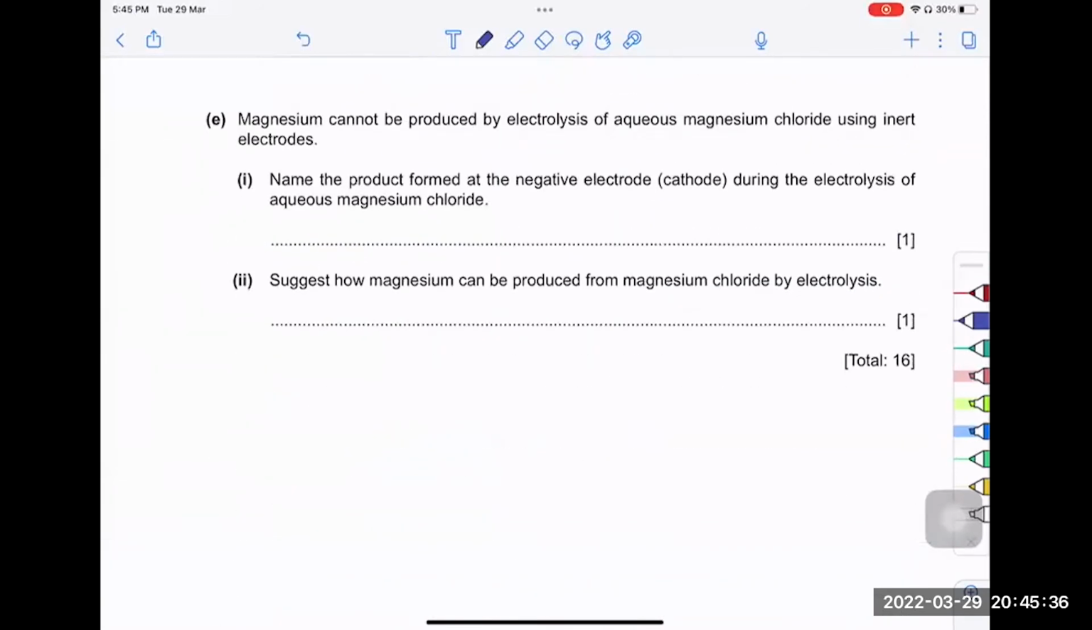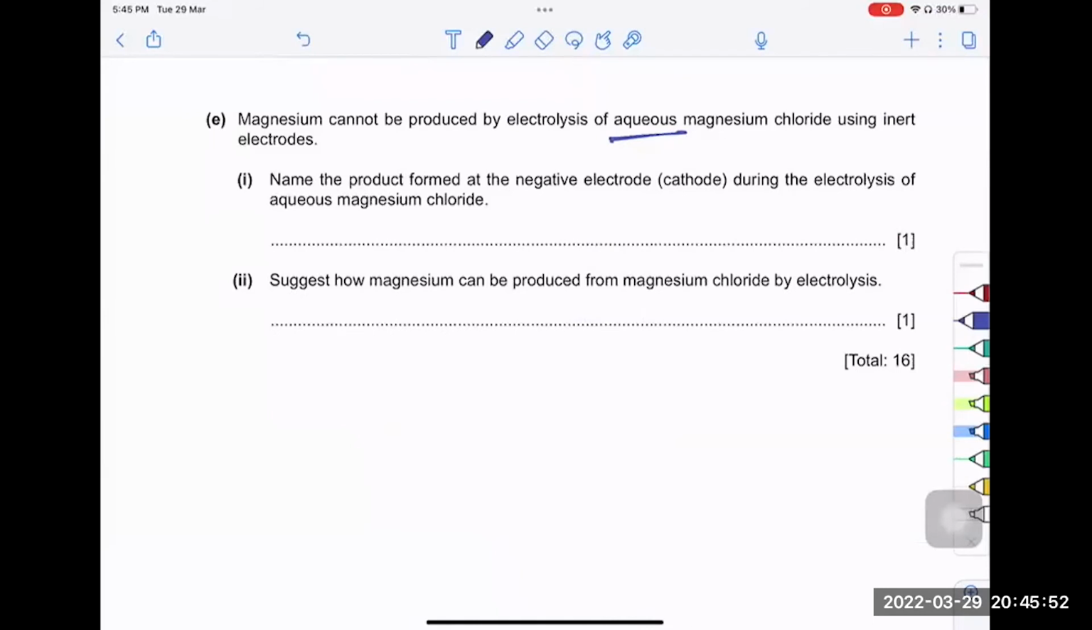Magnesium cannot be produced by electrolysis of magnesium chloride using inert electrodes. क्यों? Aqueous है. We just talked about it. Magnesium is more reactive than hydrogen. कैसे बनेगा? Hydrogen gas बनेगी. Name the product formed at the negative electrode during the electrolysis.